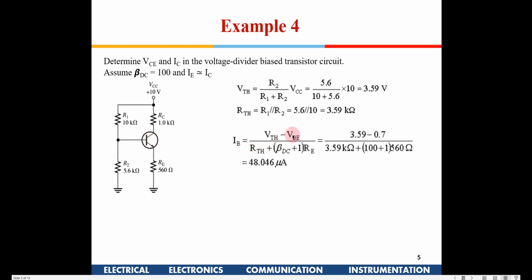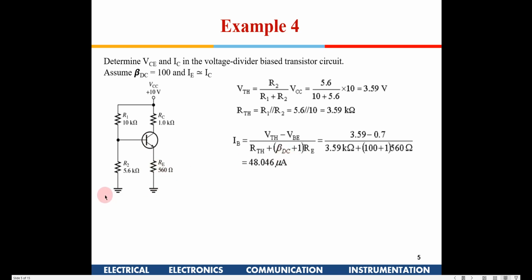This is VTH minus VBE divided by, in this case, a slightly different approach. We are taking a Norton-Thevenin equivalent of this particular circuit, so we are finding out VTH and RTH. RTH will be the parallel of these two resistors, right? Now if you have VTH, then RTH in series, and then you have 0.7 volt across this, right? So you have 0.7 volt, RTH plus (beta plus 1) times RE, because whatever is the current flowing here, IB, the current IE will be (1 plus beta) times that current.